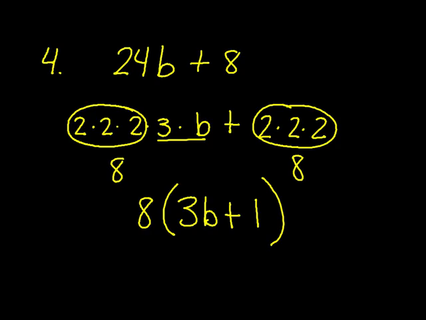So how is this related to the first two examples? Well, in the first two examples, we saw that we could rewrite the expressions by thinking about groups. We can either think of 24b plus 8 as 8 groups of 3b and 8 groups of 1, or as 8 groups of the sum of 3b plus 1. This shows that 8 times 3b plus 8 times 1 is equal to 8 times the sum of 3b plus 1. And that's all the same as 24b plus 8.